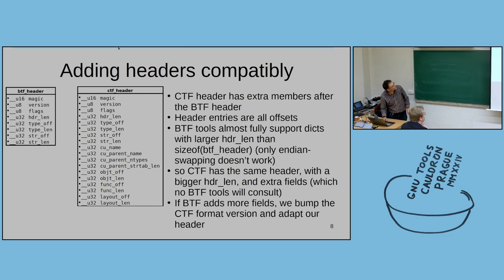The saving grace is the header. Unlike old CTF, we can list the header length in the header, and the tools check the header length. Which means you can just stuff extra headers on the end of the BTF standard set, and all the BTF tools will still keep working. The only thing they refuse to do is open foreign or alien ones, because they don't understand the extra headers. So when you move from BTF to CTF, you just make a bigger header, and all the BTF tools should still keep working perfectly well.